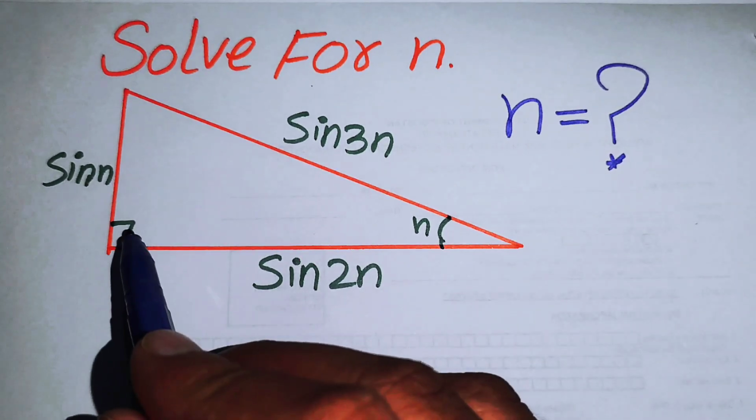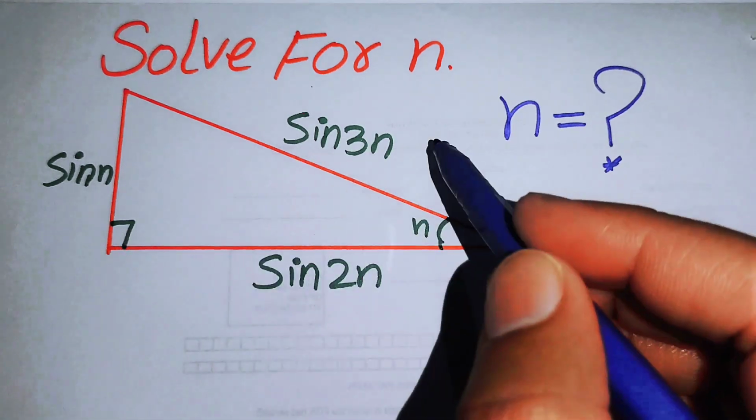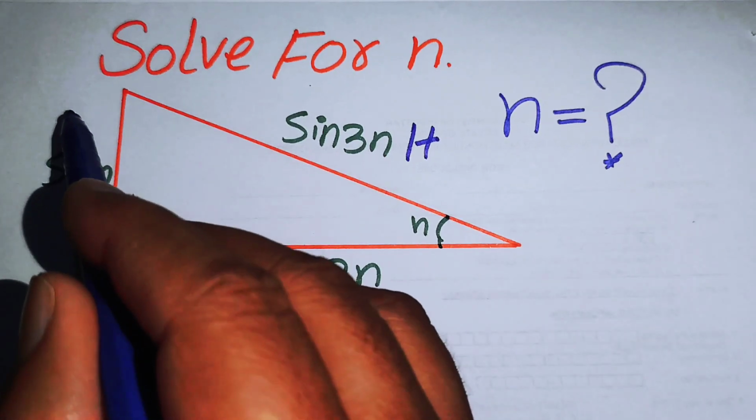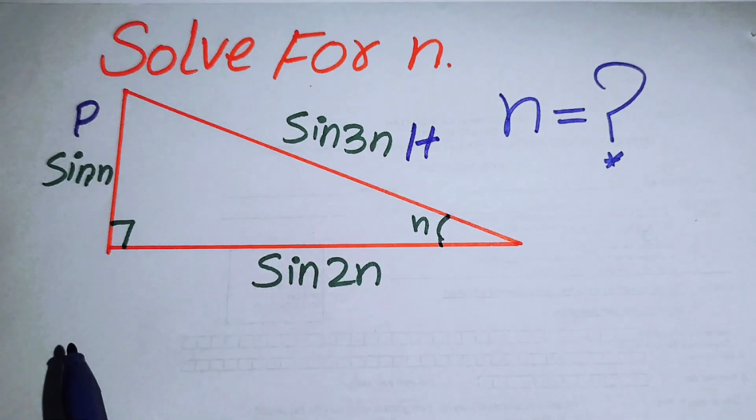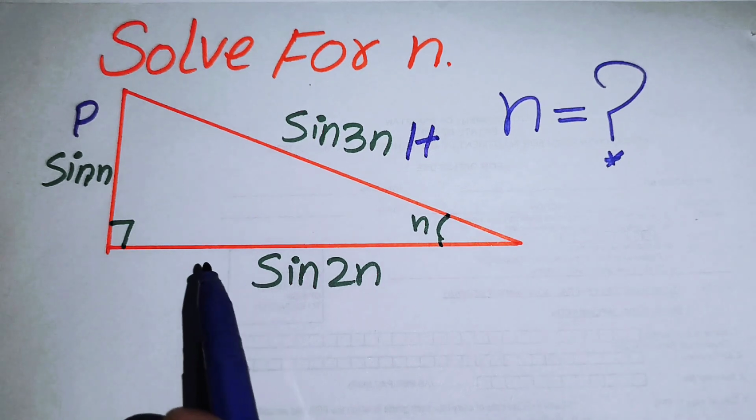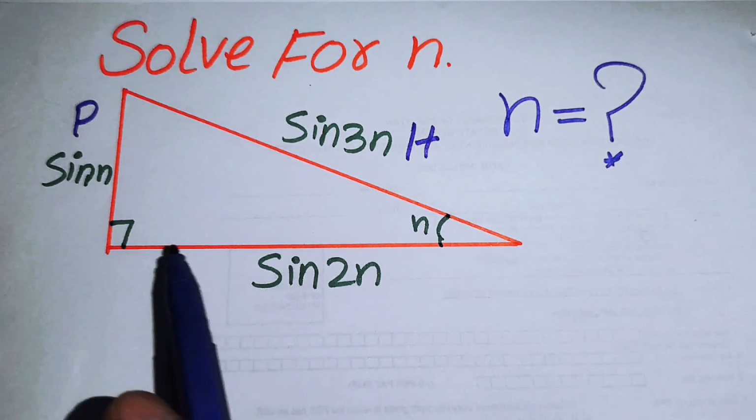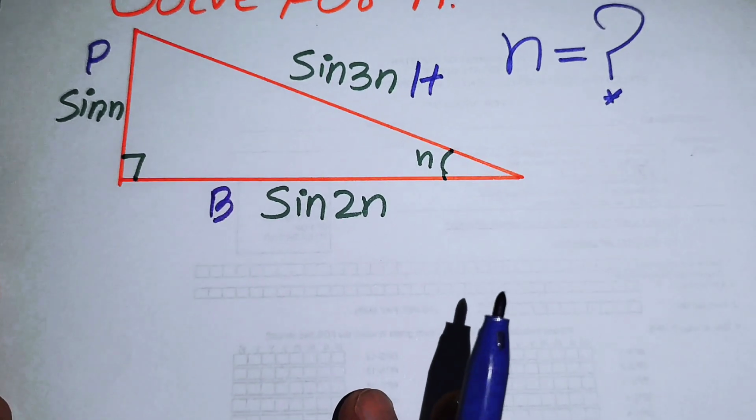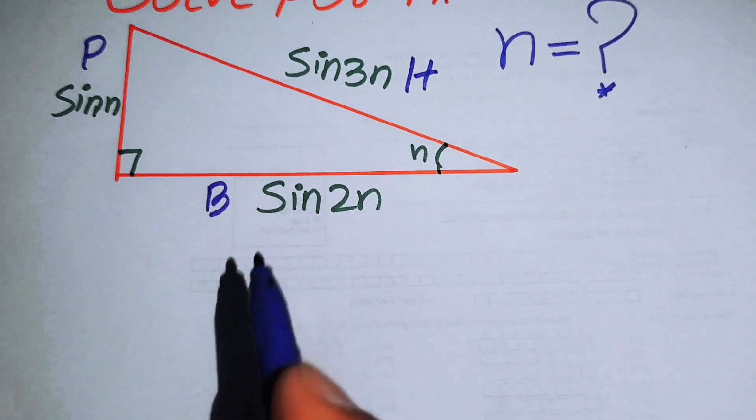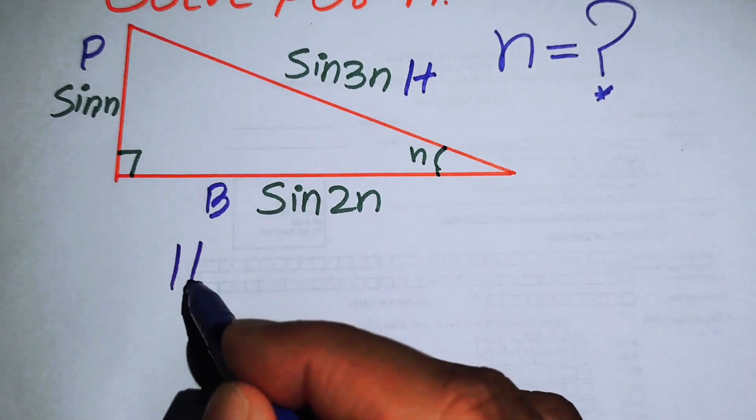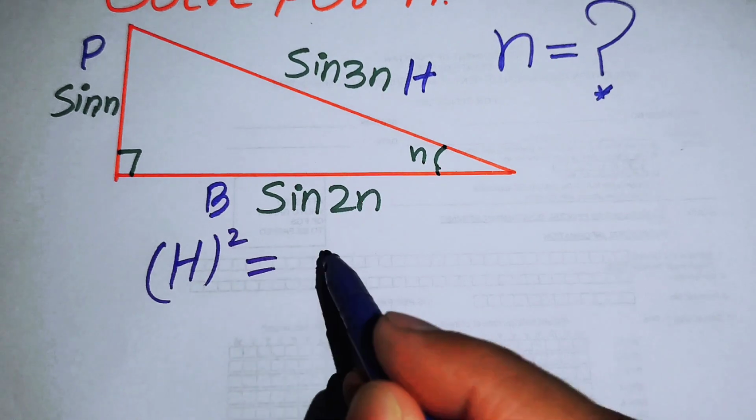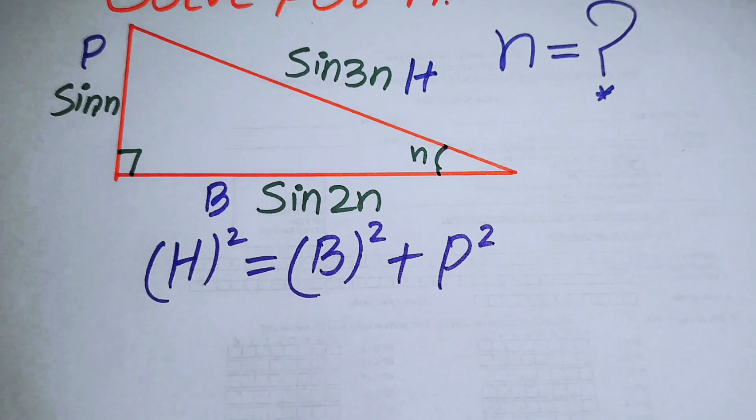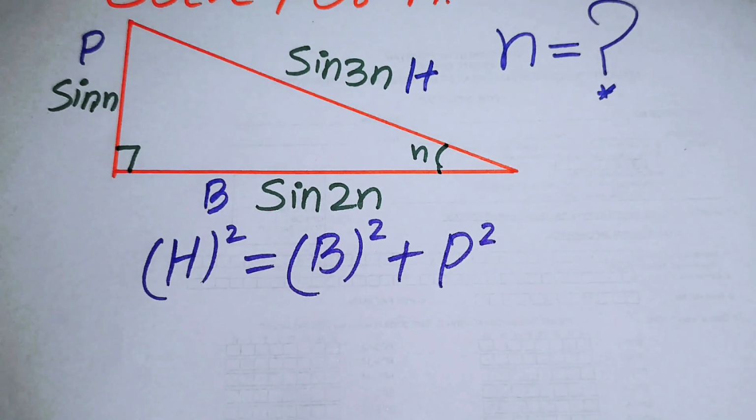Here you see that we have the side opposite to the 90 degrees is the hypotenuse, and the side opposite to this angle n is the perpendicular or altitude, and the side which joins these two angles is known as the base. So we will use the Pythagoras theorem here, and you know that the Pythagoras theorem is hypotenuse squared equals base squared plus perpendicular squared. So this is our nice Pythagoras theorem.